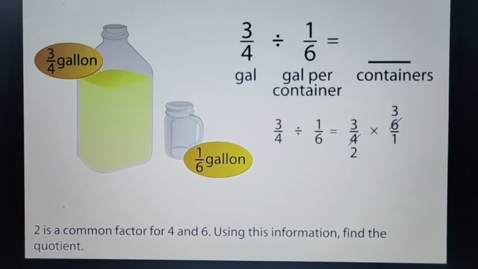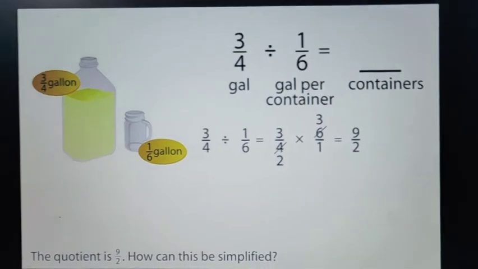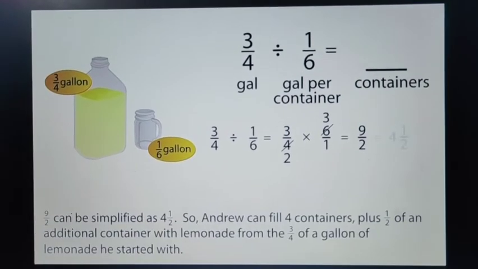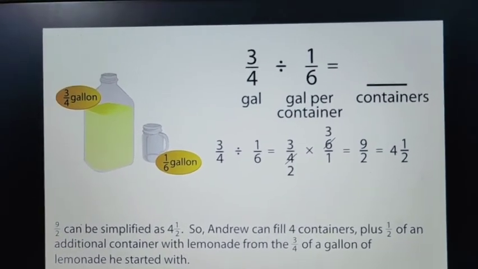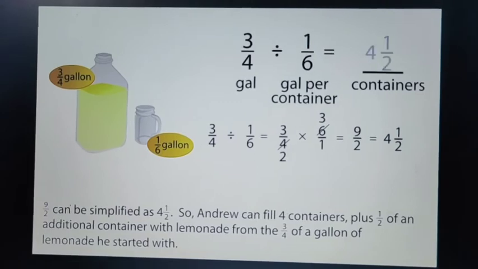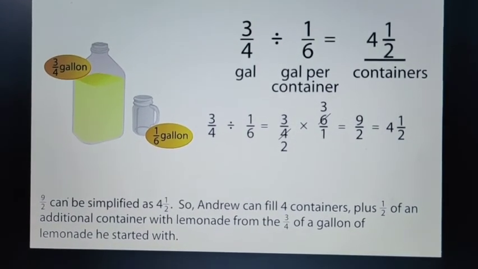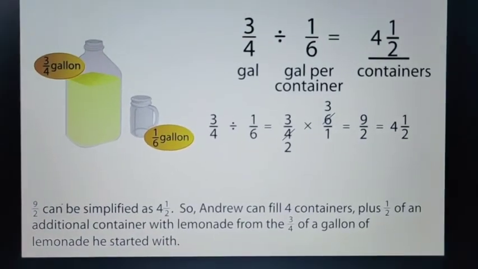Using this information, find the quotient. The quotient is 9 over 2. How can this be simplified? 9 over 2 can be simplified as 4 1/2. So, Andrew can fill 4 containers plus 1/2 of an additional container with lemonade from the 3/4 of a gallon of lemonade he started with.